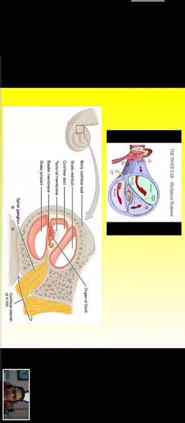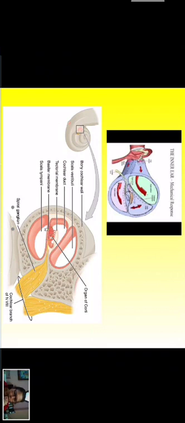What are the auditory receptors? Hello, can you hear me? Name the auditory receptors. Basilar fibers. On the basilar fibers lies the organ of Corti. Basilar fibers are not the auditory receptors. They are the fibers on which the organ of Corti lies. So what are the auditory receptors?